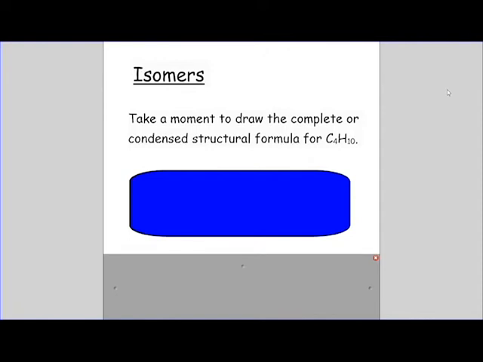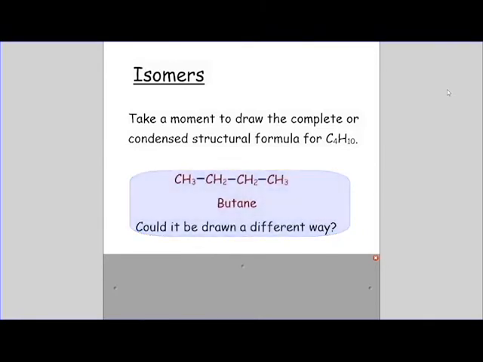Alright, so when we start to talk about isomers, it says take a moment to draw the complete or condensed structural formula for C4H10. When I have 4 carbons and 10 hydrogens, I just list them out. And so hopefully we've been talking about alkanes and alkenes and alkynes. There's no indication here that this has a double bond in it anywhere. So if I were to draw this out, it looks like I just get butane. There's 4 carbons. And then if I start counting my hydrogens there, I have 10 hydrogens.